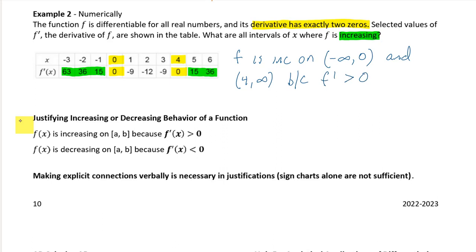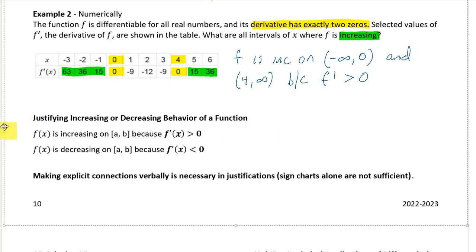Okay? So when we make these justifications, what we want to keep in mind is, in order to justify increasing or decreasing behavior of a function, we say that f of x is increasing on an interval because f prime is greater than 0 or positive. F of x is decreasing on an interval because f prime is less than 0 or negative. Making these connections verbally is necessary.